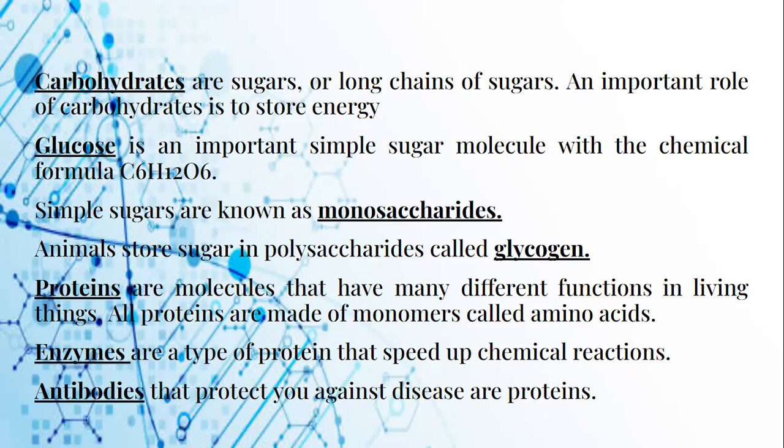The proteins, these are molecules naman po that have many different functions in living things. So lahat po ng proteins po are made of monomers called amino acids. The enzymes po are a type of protein that speed up chemical reaction. So, for example natin yung digestion. So, sa digestion, meron tayong enzymes sa katawan or sa tiyan natin, which makes the fastest chemical reaction.